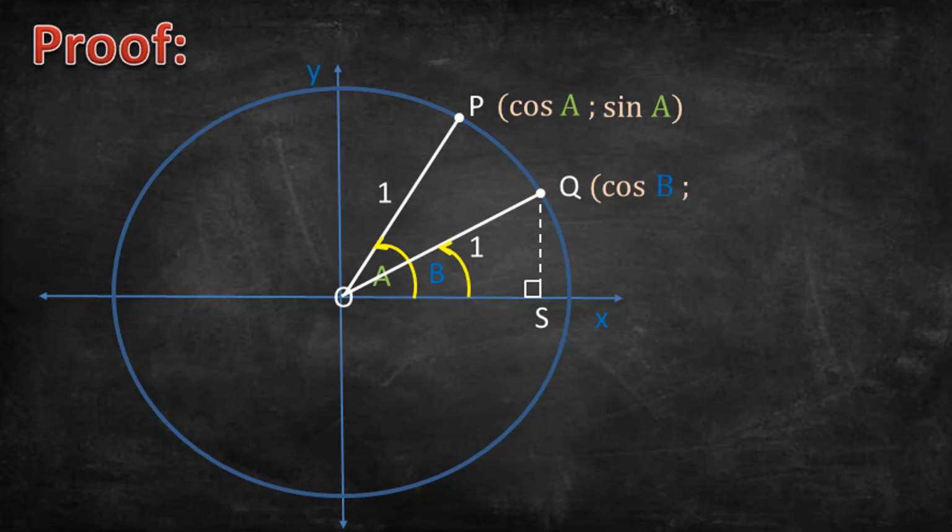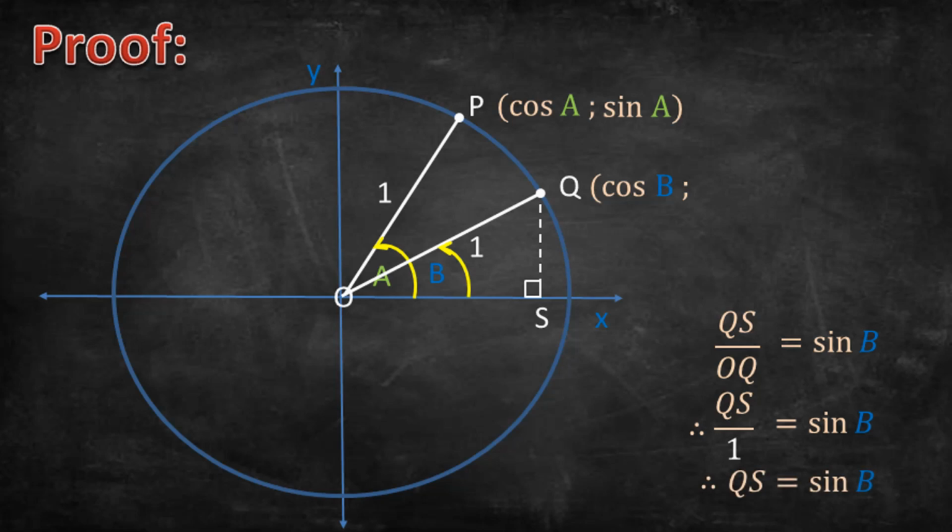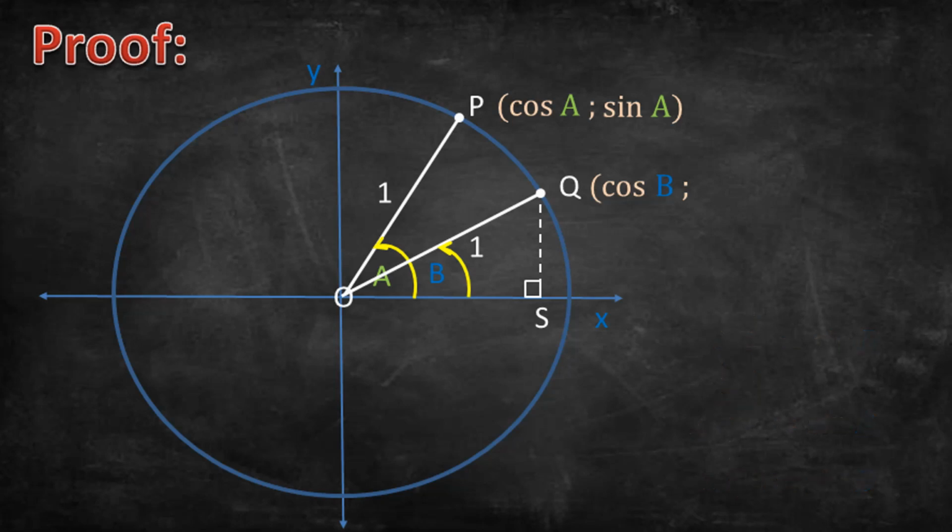Then also inside triangle QOS, QS over OQ is the sine of angle B. But once again, since OQ is equal to 1 unit, we find that QS is the sine of B. QS, of course, is the y-coordinate at point Q. So then the y-coordinate at Q equals the sine of B.